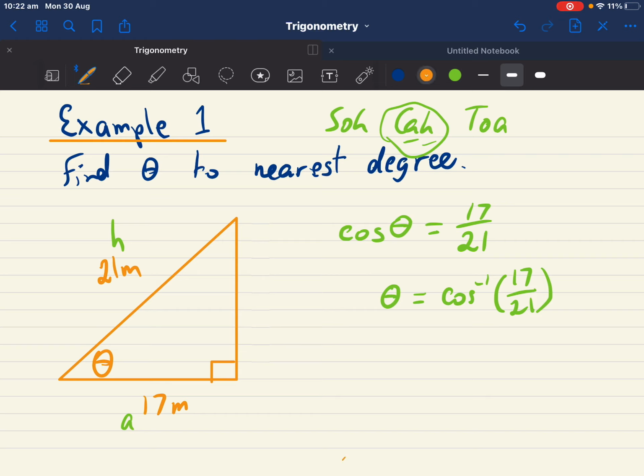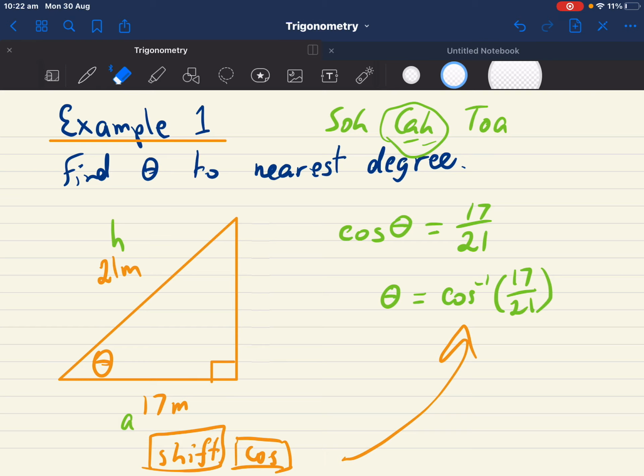If you've forgotten how to get that cos to the minus 1, in your calculator, you press the shift button and then press cos. That shift, you'll notice, is in yellow writing, and that activates all the yellow parts of the buttons, which is why when you look above the cos in little yellow writing, it has that cos to the negative 1, or what we actually properly call inverse cos.